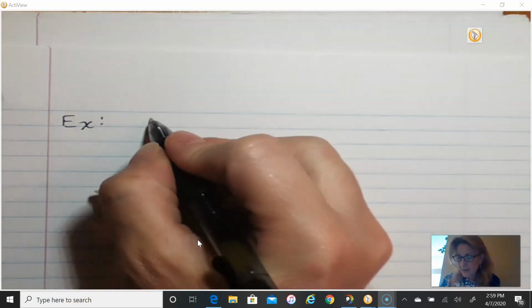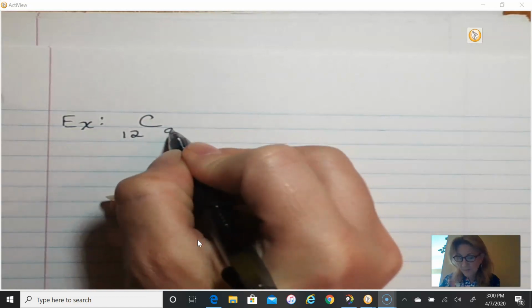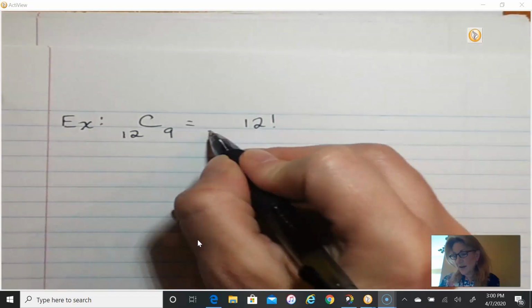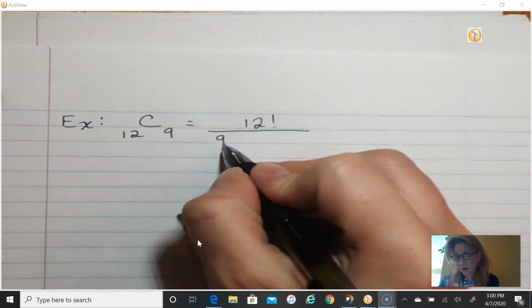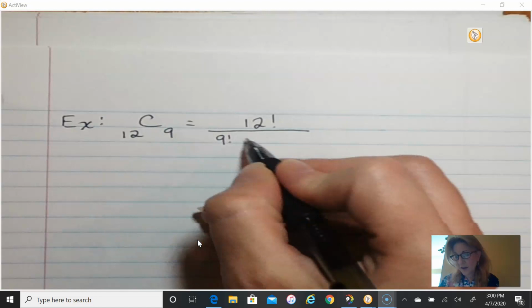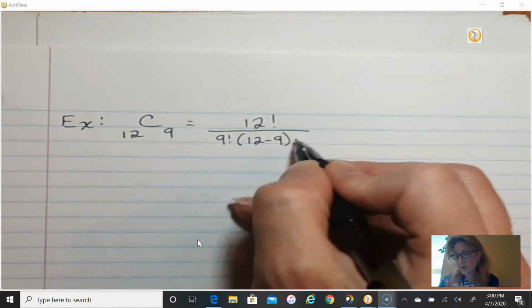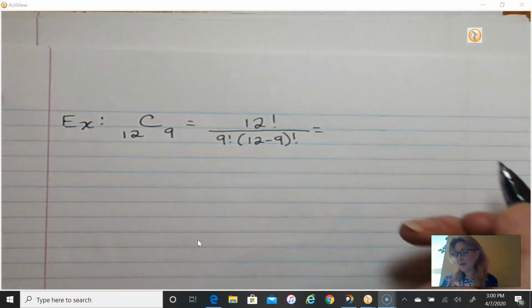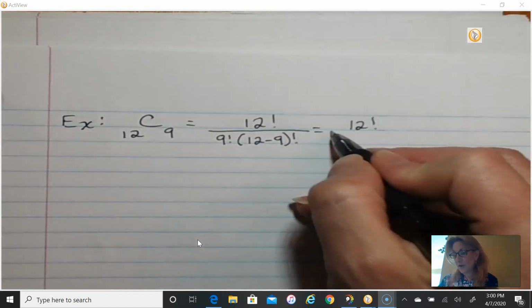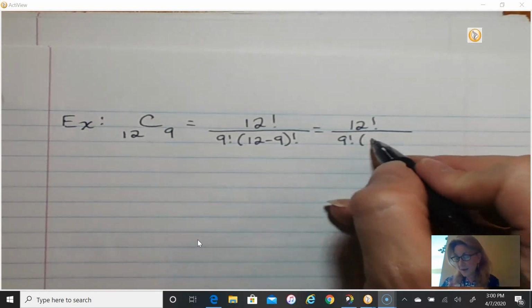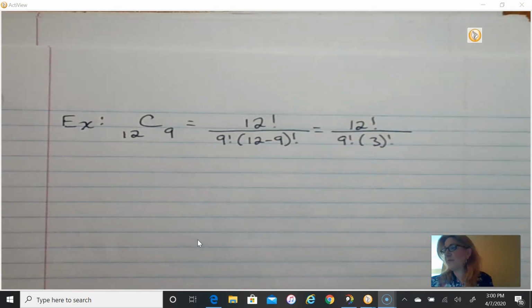See if there's any weird ones. No, I don't think so. Okay. 12 on top, and then it's r factorial, which is 9, times n minus r, which is 12 minus 9, and I get 12 factorial over 9 factorial, and 12 minus 9 is 3 factorial.